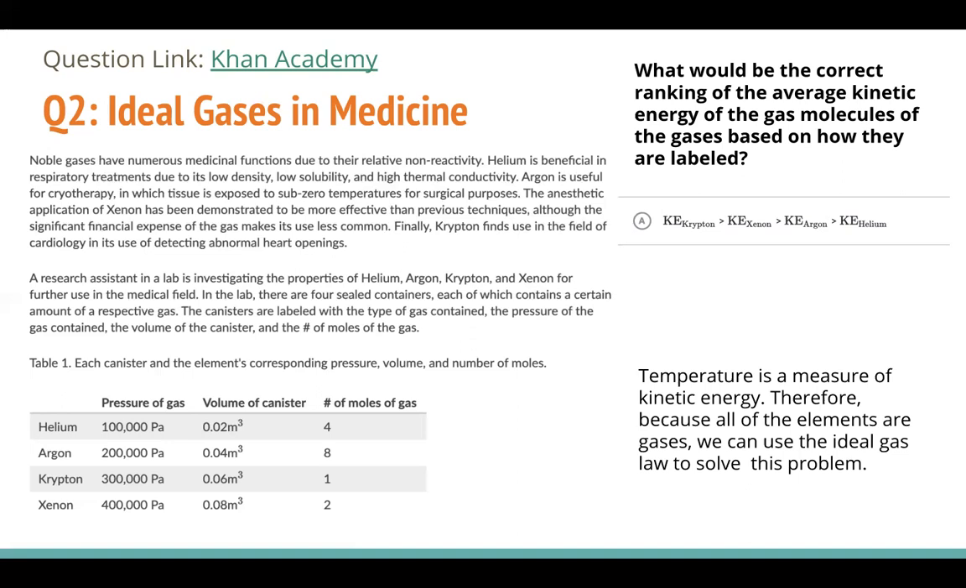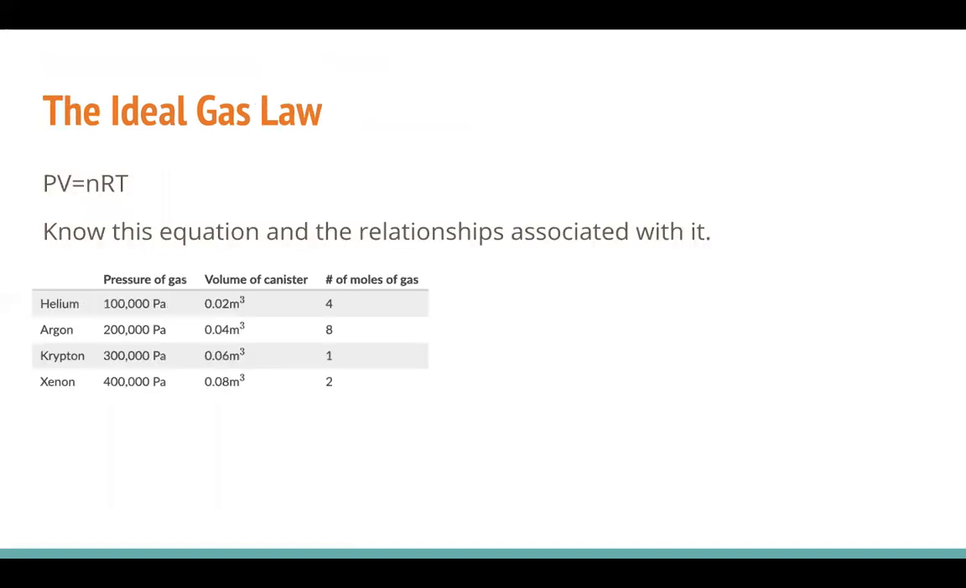Okay, so we can use the ideal gas law to solve this problem. This is the ideal gas law, PV equals nRT. So know this equation and the relationships associated with it. This is an incredibly important equation, and you are almost 100% going to see a question that has something related to the ideal gas law on the MCAT.